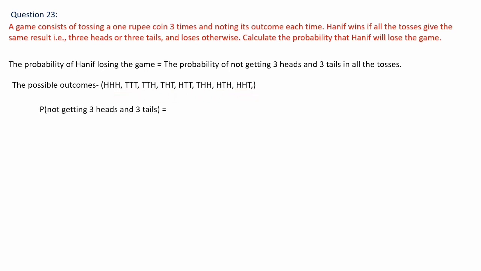Now probability of not getting 3 heads and 3 tails means these 2 will go. Probability of not getting 3 heads and 3 tails means these 2, head will not come, tail will not come, all mixed up will be there. That means these 6. That is 6 divided by total 8. That is 3 divided by 4. 3 divided by 4 in the sense we are cancelling here 2. So 3 divided by 4. Calculate the probability that Hanif will lose the game. Probability of Hanif losing the game is 3 by 4.